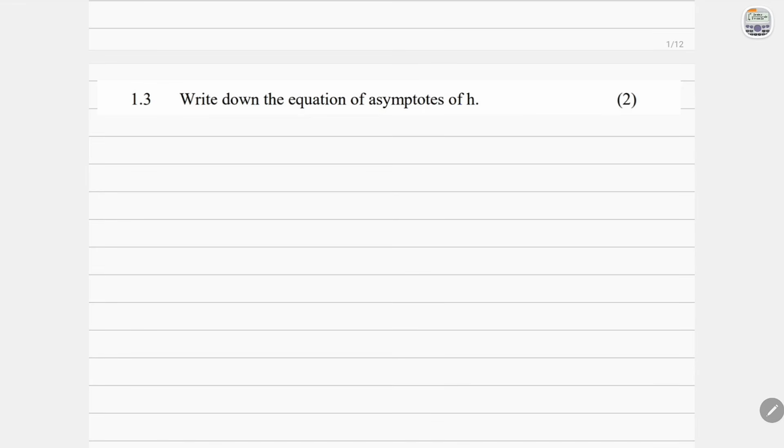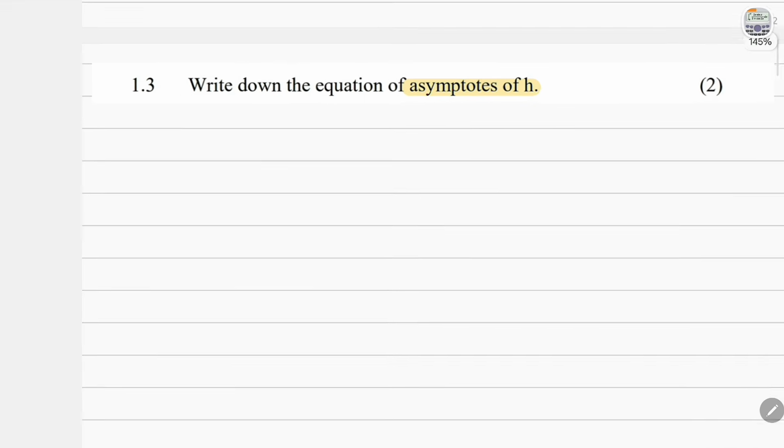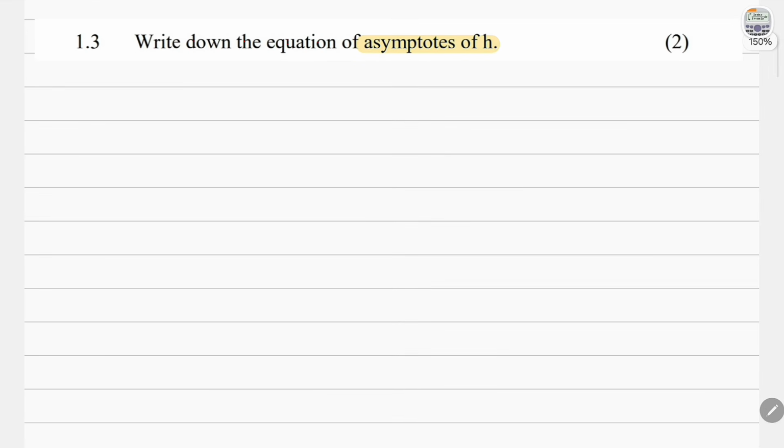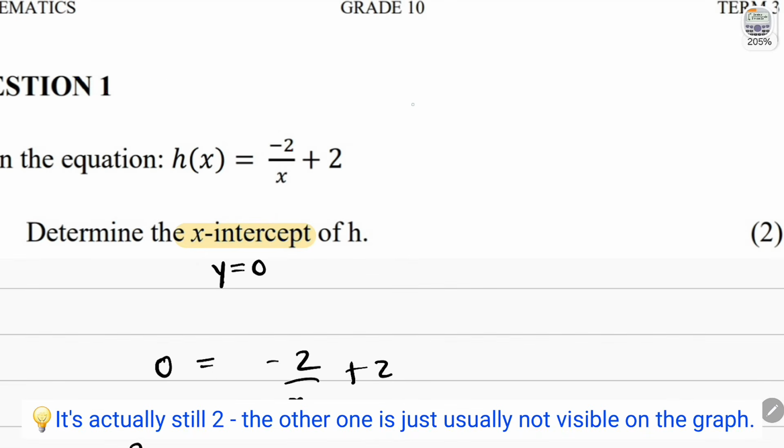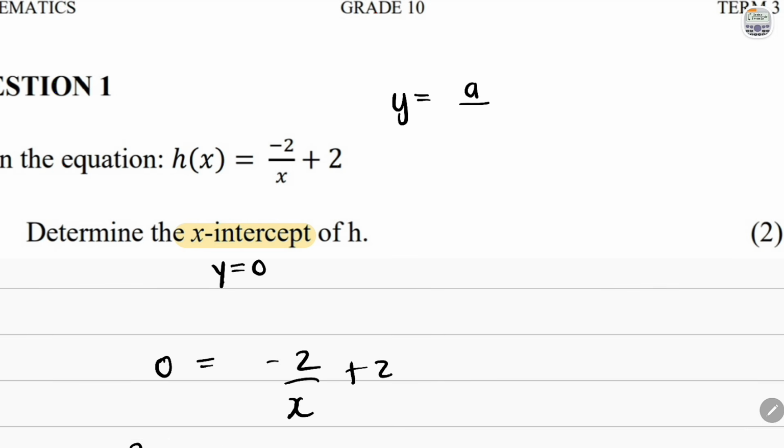Question 1.3 says, write down the equation of the asymptotes of h. They say asymptotes, but in grade 10, you know that you guys deal with one asymptote for the hyperbola. Okay, so here's what your hyperbola looks like. Remember that it is in the form of y equals a over x and then plus q. And this is your asymptote. It's a horizontal asymptote. So it's a horizontal line that the graph will never touch.